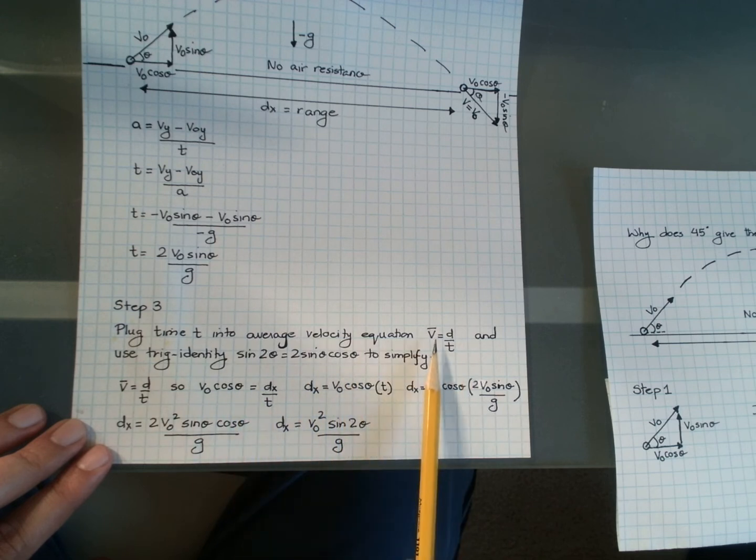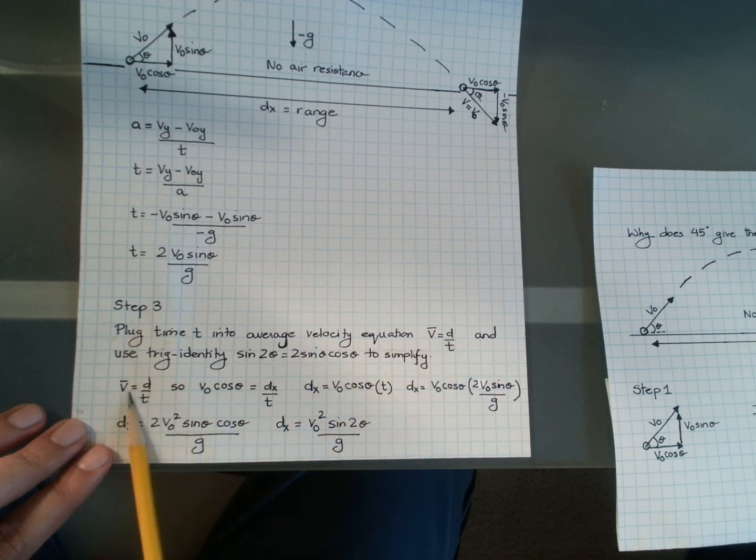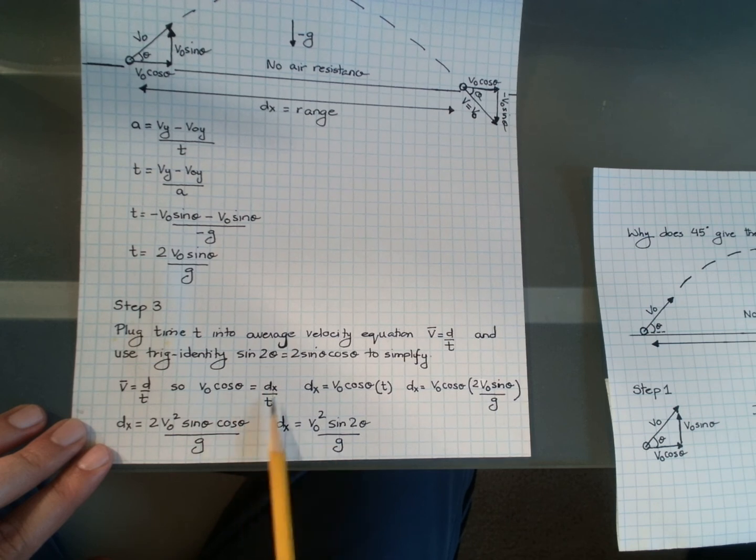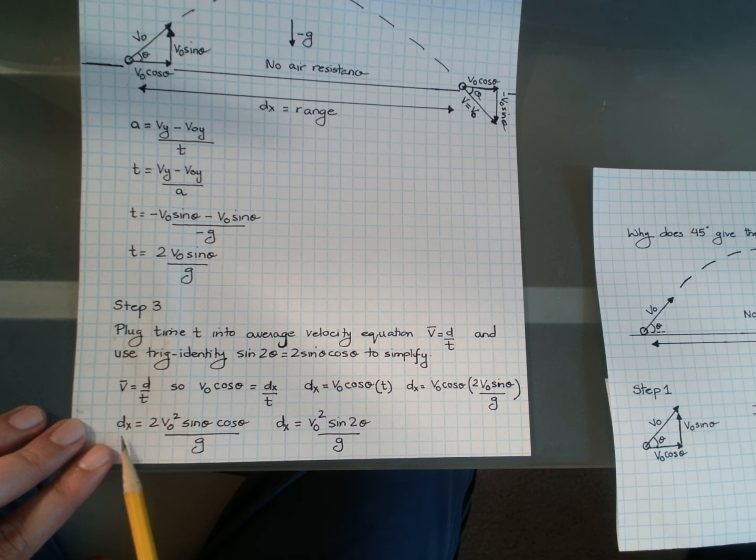All right, now for the average velocity and the displacement: if I'm looking for the horizontal displacement, I'm going to use the horizontal velocity. And the horizontal velocity doesn't change, so it can be treated as an average velocity. So the horizontal average velocity equals the displacement dx over t. I went ahead and multiplied both sides by t and isolated dx. And then I plugged in for time 2 v naught sine theta over g, which we derived in the previous step. Last thing, I'm left with 2 v naught squared sine theta cosine theta over g.